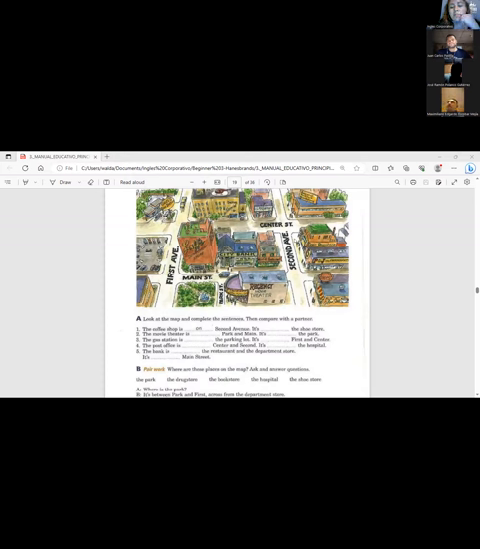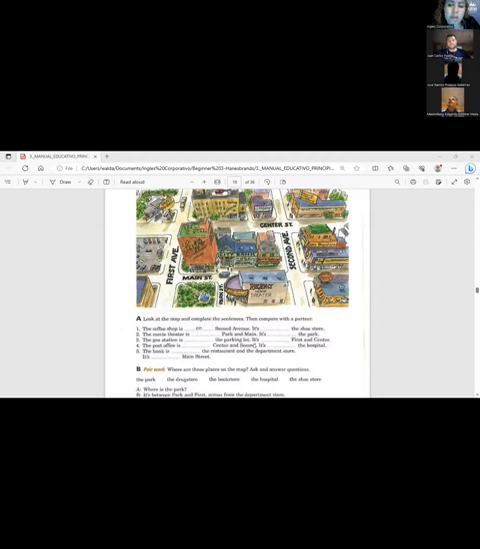What else can we say about the drugstore? It's next to the supermarket. Perfect. And in front of the bookstore. Yeah, very good. In front of the bookstore. Excellent. What can you say about the bookstore? It's on the corner of Center Street and Second Avenue.